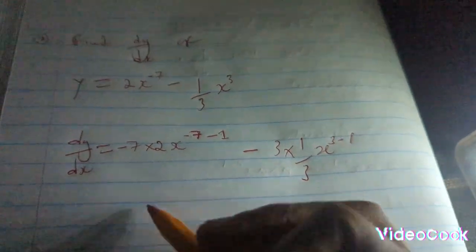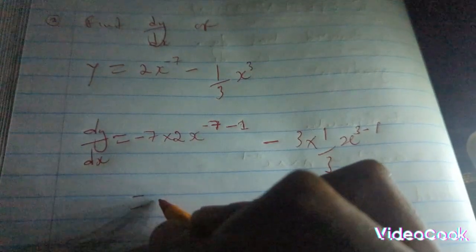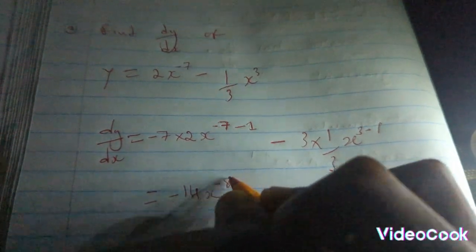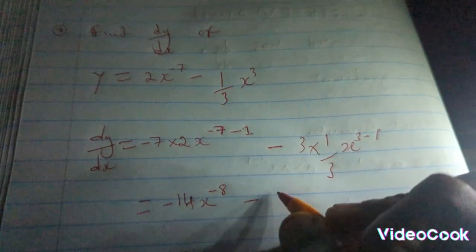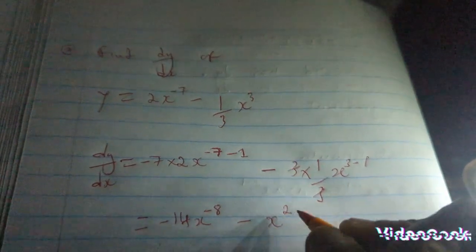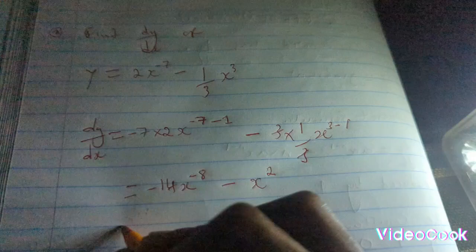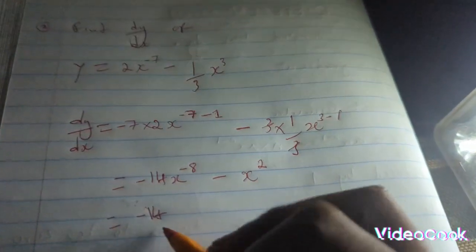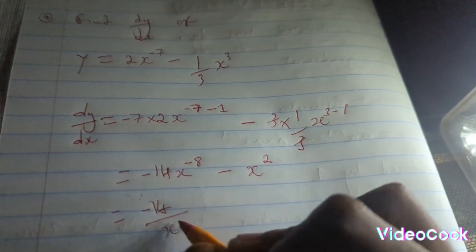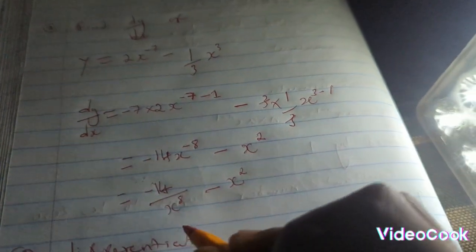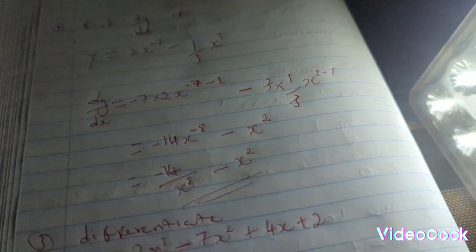So when we do our mathematics here, it will be equal to negative 14 x negative 8 minus 3, cancel 3, we're remaining with 1, so it will be x to the power 2. Rewriting this equation will be negative 14 over x to the power 8 minus x squared. This is our final answer.